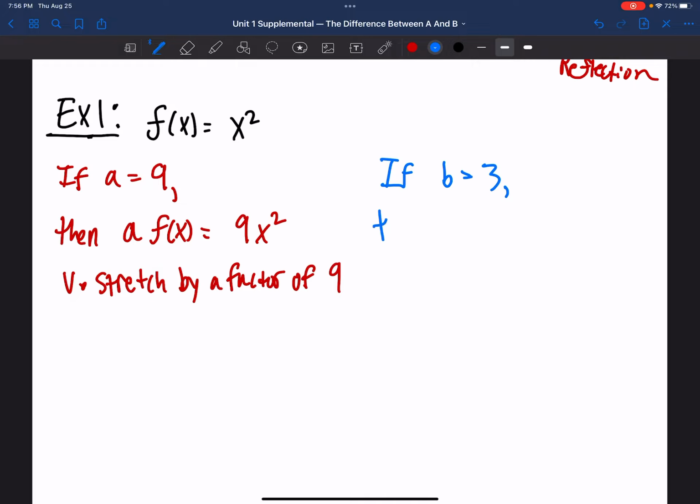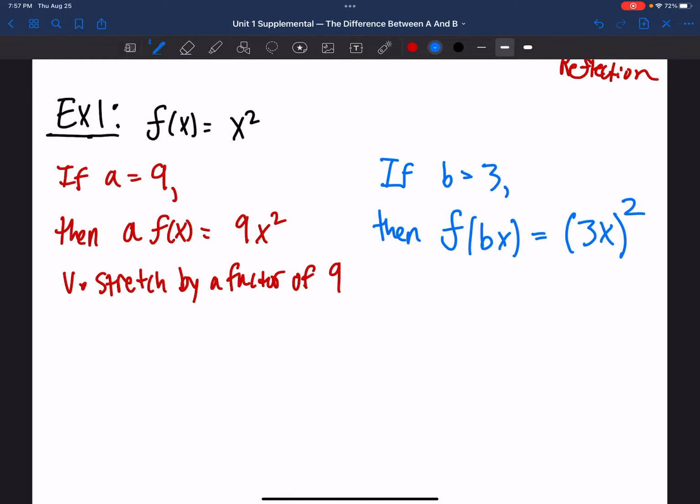So you're going to say, then this is f of b times x. Because b multiplies the input, not the output. It goes inside those parentheses. And this looks like 3x squared. You see, I don't put 3 on the outside of those parentheses. 3 is multiplying x, and that quantity, 3x, is getting squared.